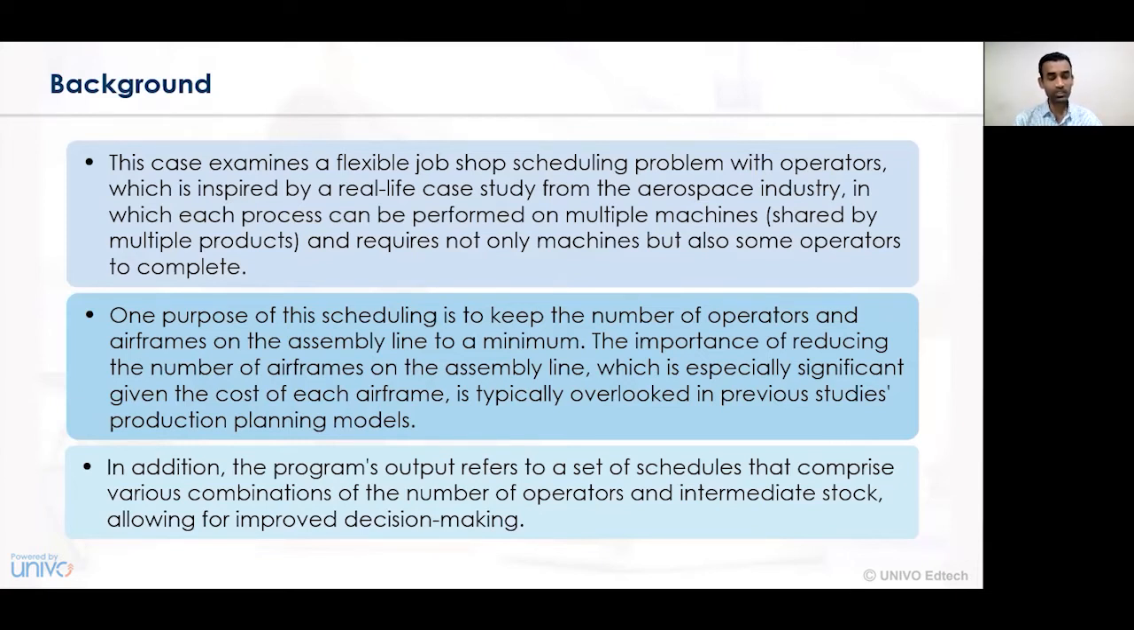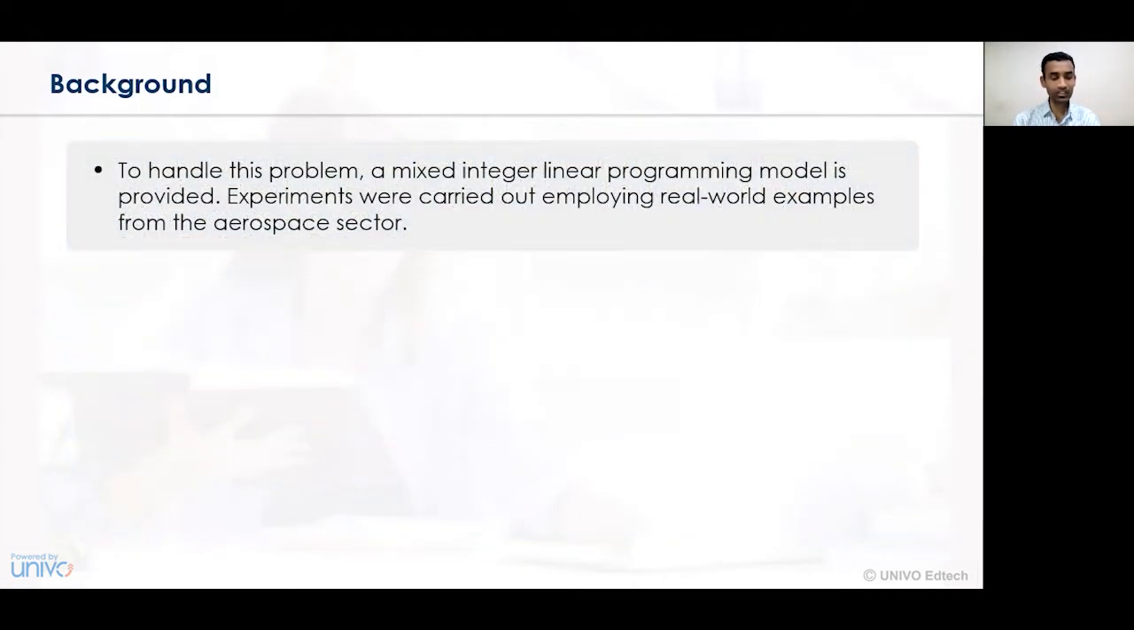And hence, for those considerations, the industry needs to be at a perfect stage wherein all the activities are conducted in a proper sequence. Now, in order to handle this particular problem, a mixed integer linear programming model needs to be implemented, which will be beneficial to find out how the activities can be conducted in a better way, and real-time examples or experiments in the aerospace industry can be applied.